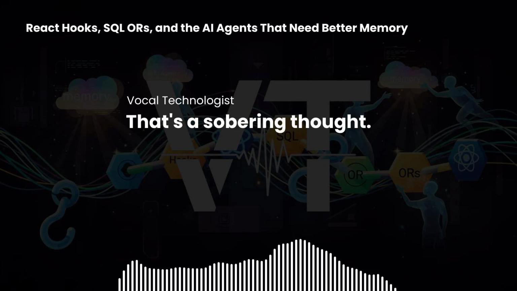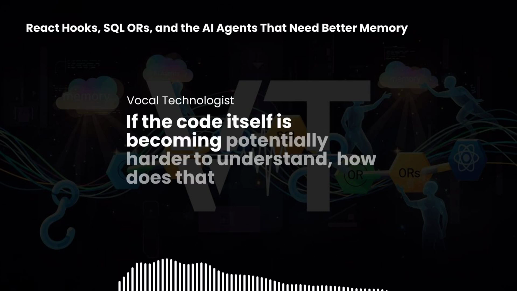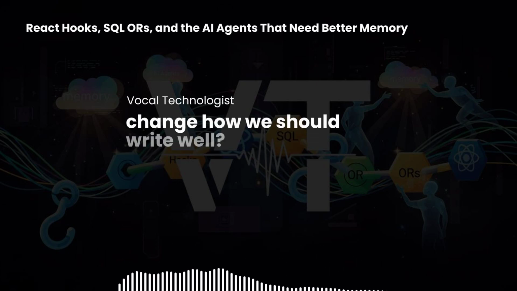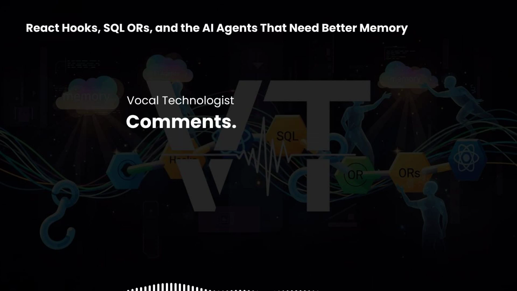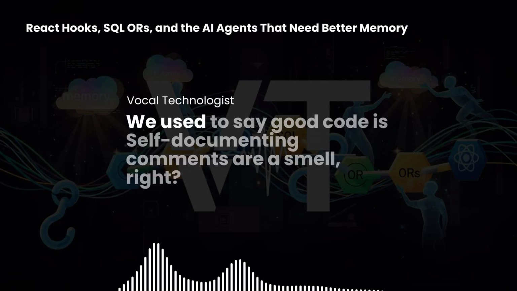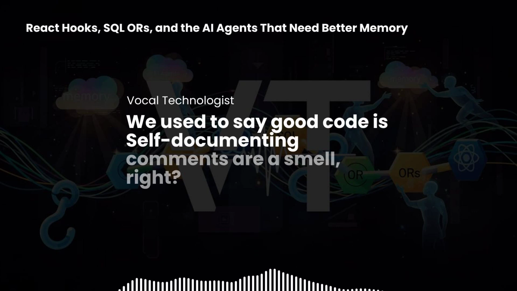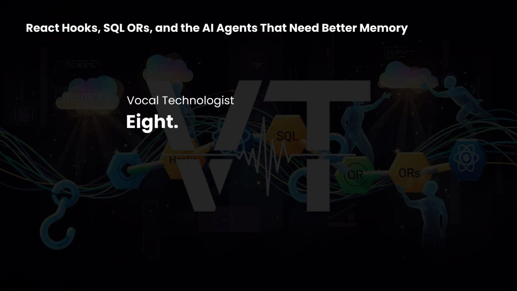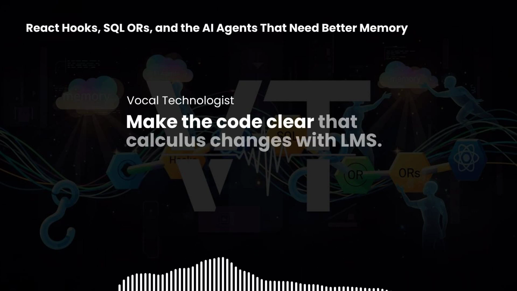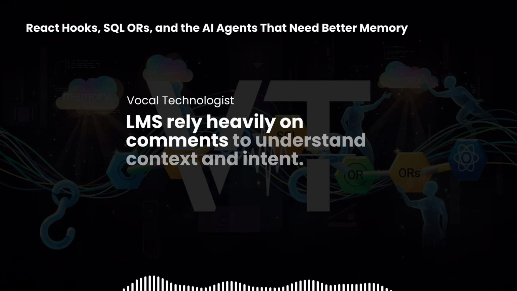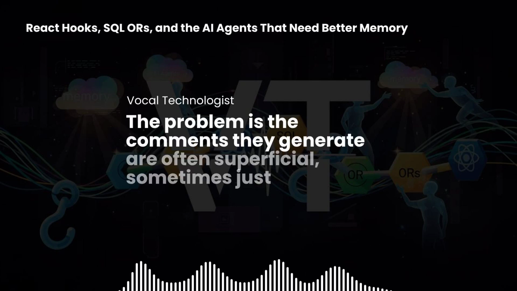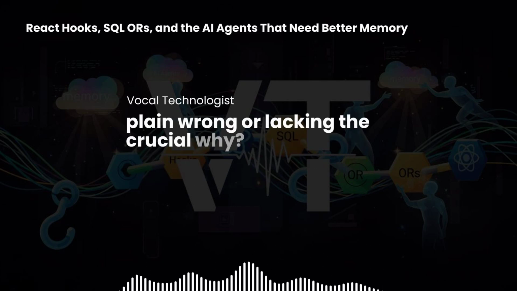That's a sobering thought. If the code itself is becoming potentially harder to understand, how does that change how we should write? Well, comments. Yeah, it flips the old wisdom on its head. We used to say, good code is self-documenting. Comments are a smell. Right. Minimize comments, make the code clear. That calculus changes with LLMs. LLMs rely heavily on comments to understand context and intent. The problem is the comments they generate are often superficial, sometimes just plain wrong, or lacking the crucial why.